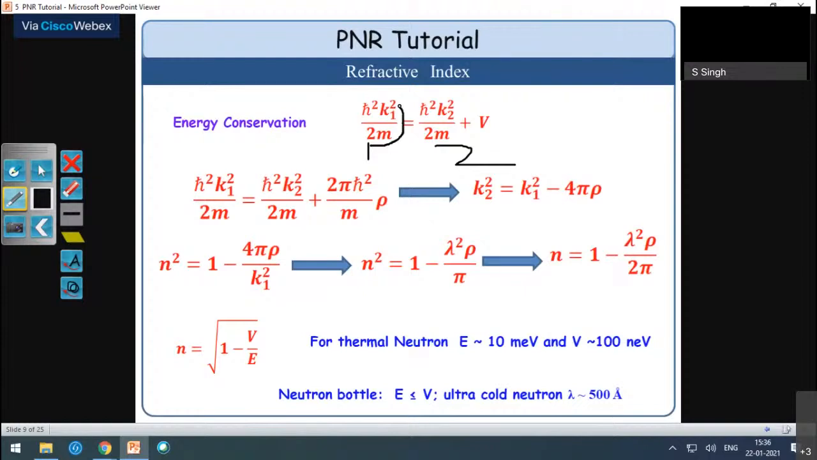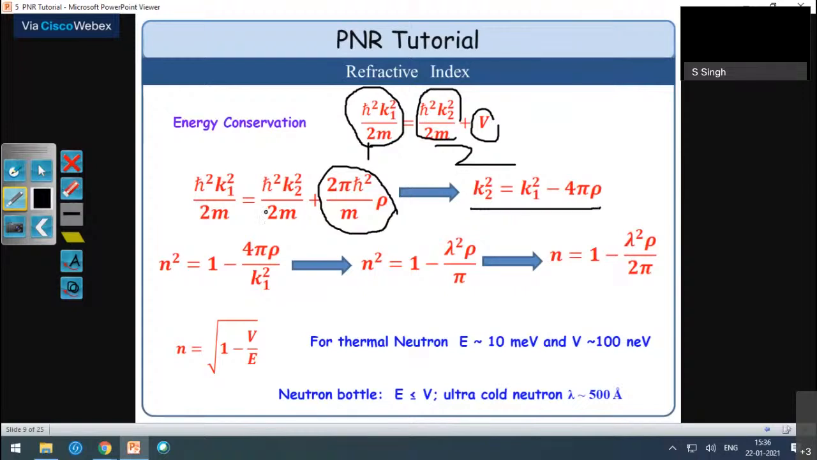This is the kinetic energy of the neutron, which has a wave vector of k1. And in medium two, we have both kinetic energy as well as potential energy. So we are just using this energy conservation and putting in this value. Now in medium two, we have a potential, and you put in that value of the potential, which is nothing but 2 pi h square by m rho. Okay, and then you simplify this, and you will get this relation.